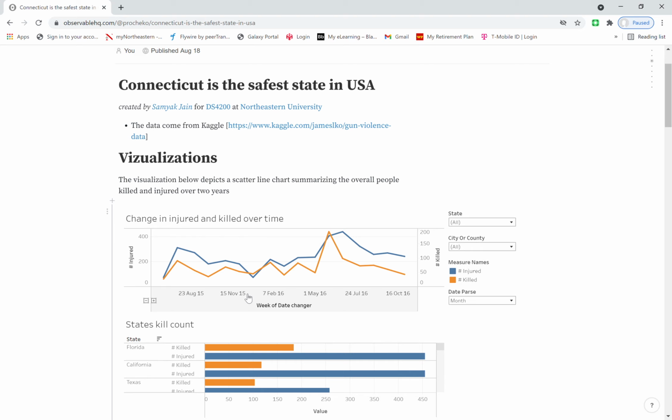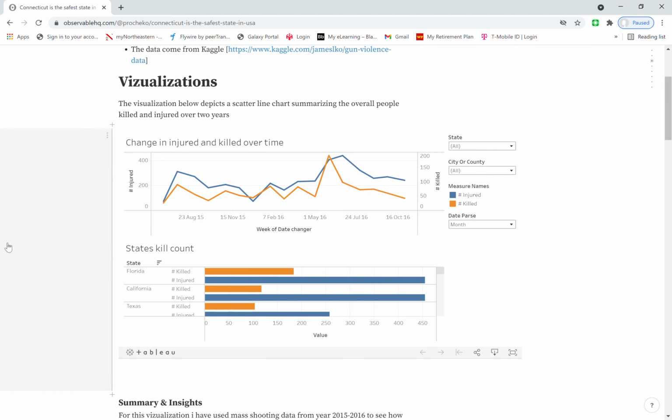For my fourth visualization for DS4200 class at Northeastern University, I've compared the gun violence data of injured and killed over time. My conclusion is that Connecticut is the safest state in USA. In the visualization below, I've created a dashboard which showcases the change in injured and killed over a period of 1 year, from May 2015 all the way to October 2016.